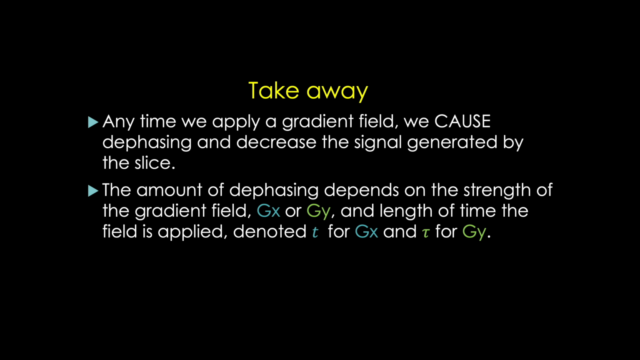Now this is a little confusing because we're really talking about two independent time events. So if we're applying the Gx field across the x-axis, we're going to use the traditional time symbol t. If we're applying the Gy field across the y-axis, we'll use the lowercase symbol tau. Because these are independent, we have to use different time symbols mathematically when describing them.